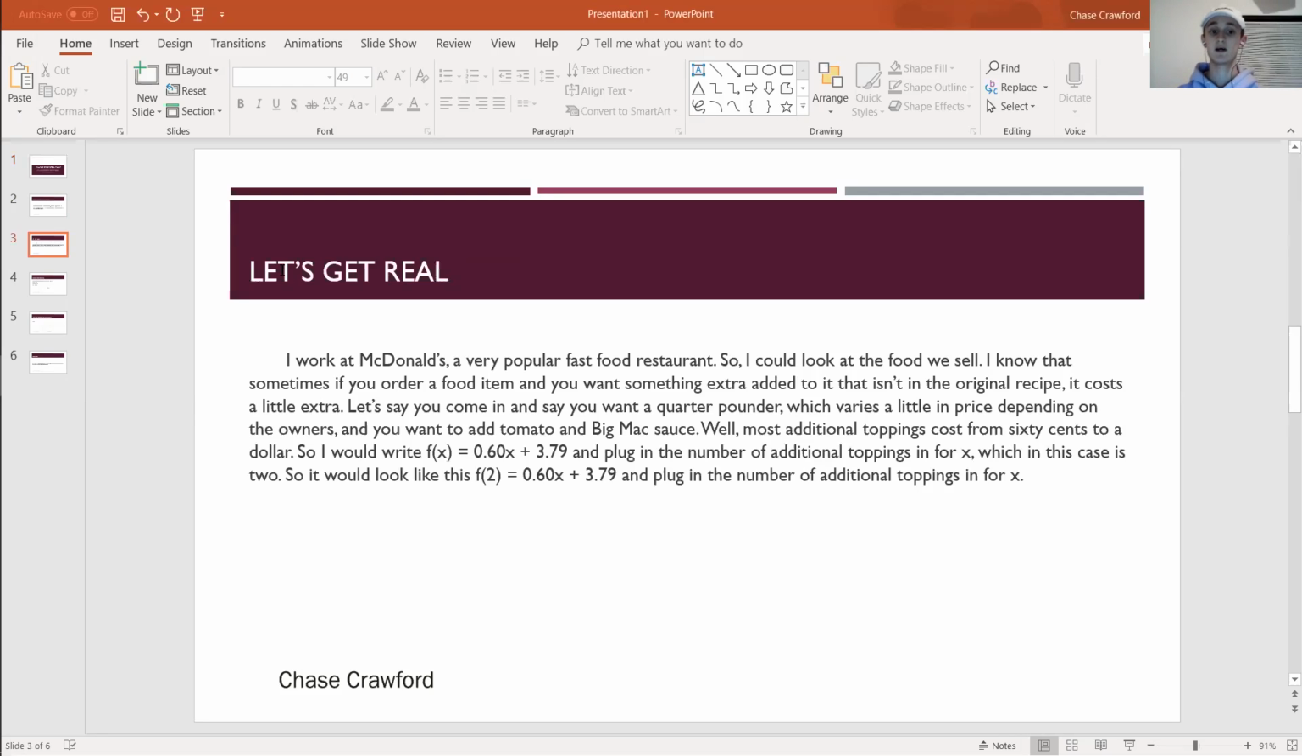So I would write f of x equals 0.60x plus 3.79. And I plug in the number of additional toppings in for x, which in this case, for my example, would be 2. So it would look like this, which would be f of 2 equals that. And then I plug in the number of additional toppings in for x.